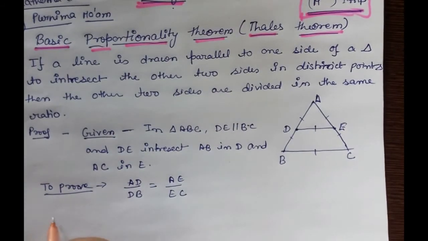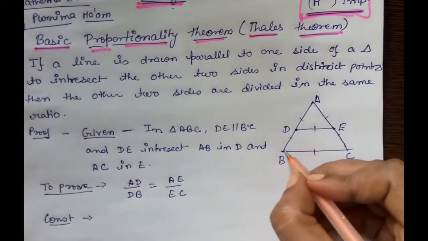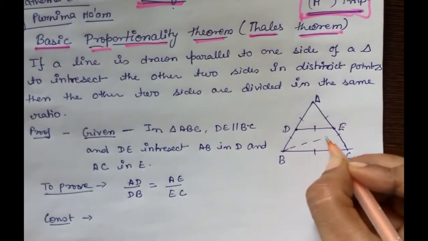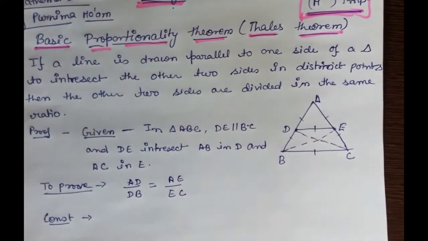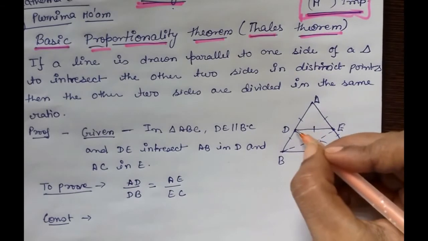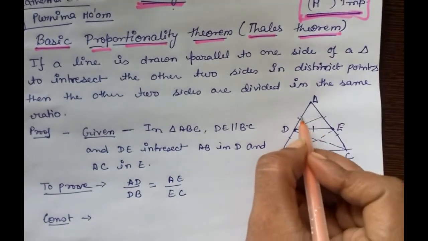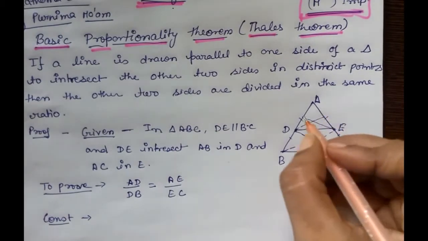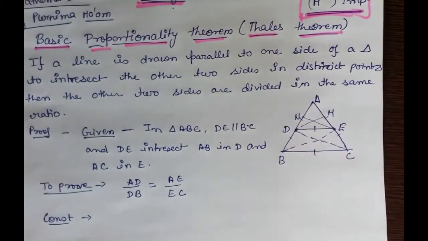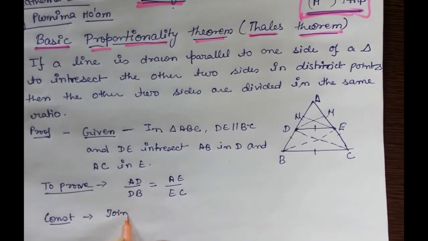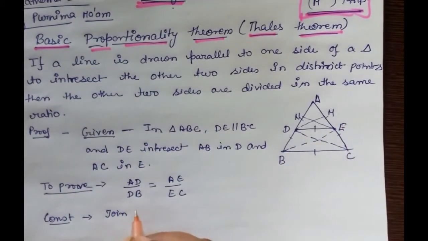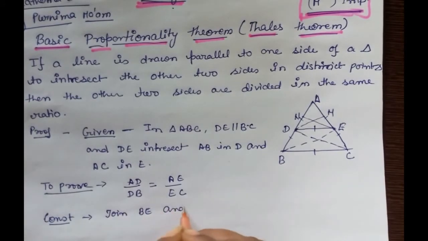So first of all, we need to do the construction. We write here: construction. What do we do? We join these things. Here we join these two lines, and this point is M and this one is N. So what do we do here? We join B and E, and join C and D.